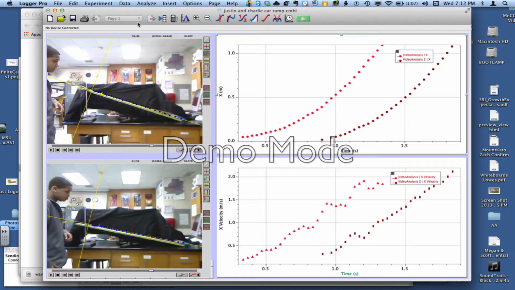Yesterday I walked through how to make that t-squared column. I won't take the time to do that right now, but if you need directions on how to create a t-squared column down here, just check the previous video and I'll show you how to do that. I'm going to go ahead and switch to that at this point.